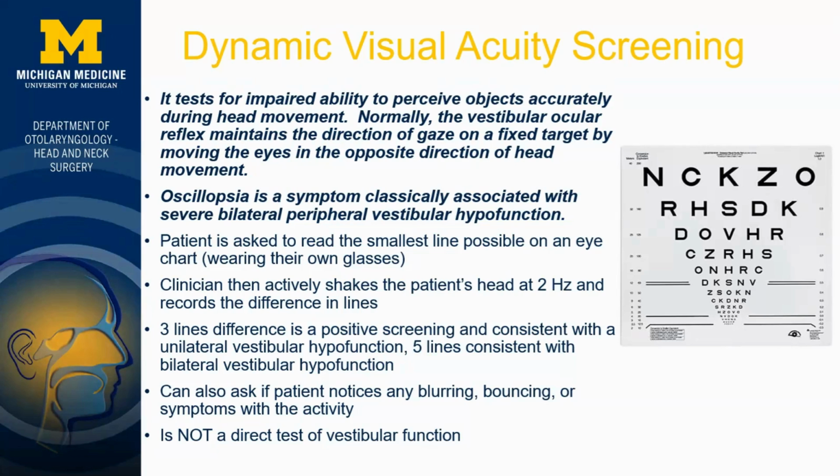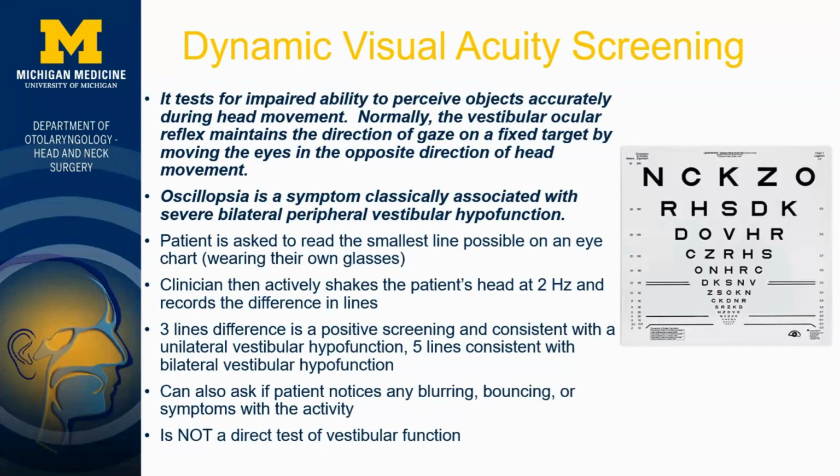So the patient is asked to read the smallest line possible on an eye chart wearing their own glasses. You can also use a pediatric symbols chart. Clinician then actively shakes the patient's head at around 2 hertz and records the difference in lines. A 3 lines difference here is a positive screening and consistent with a unilateral hypofunction. 5 lines is consistent with a bilateral hypofunction. You can also ask if the patient notices any blurring, bouncing, or symptoms with the activity.